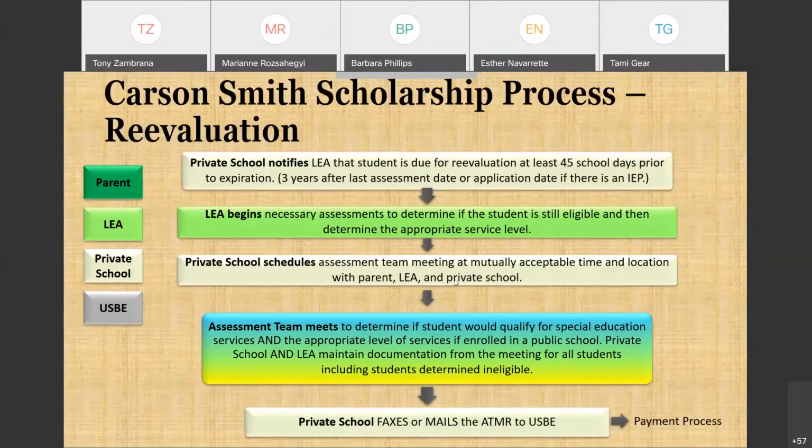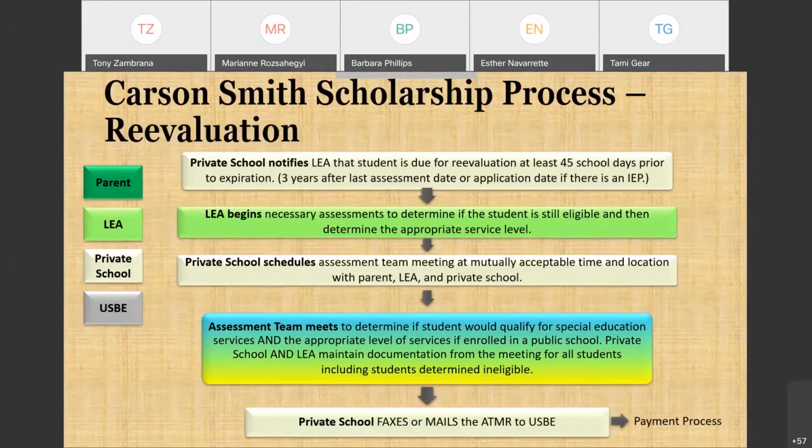Then the private school schedules assessment team meetings at a mutually acceptable time and location with the parent, LEA, and private school. And another thing I also want to point out later on in the training here, because of the audit that we received, that's going to include more people now, or it has been since that audit included more people and been more involved. So the assessment team meets to determine if a student would qualify for special education and services, and then the appropriate level of services if enrolled in a public school.